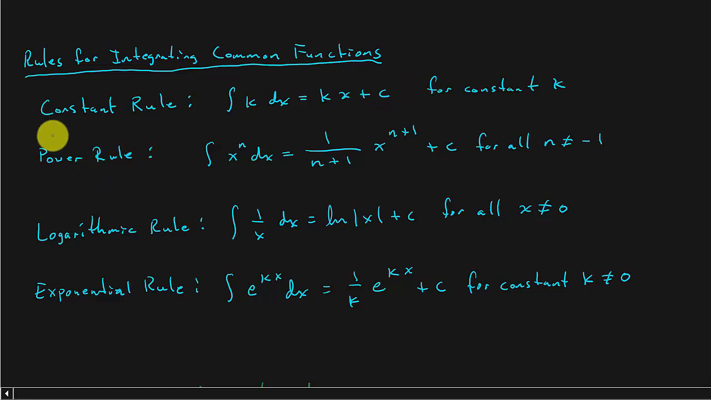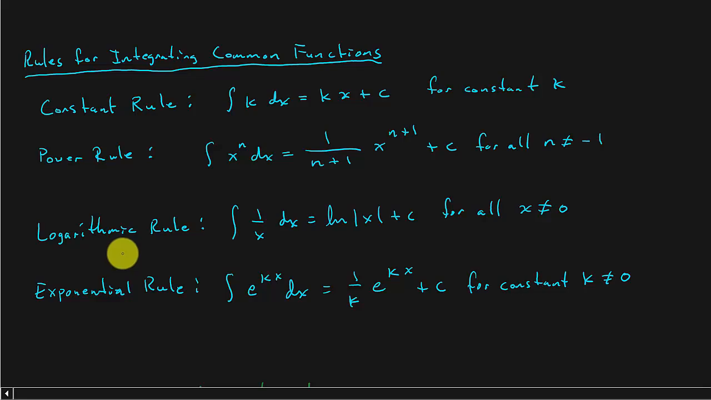Here's the power rule. This right here is probably one of the most common ones that you're going to use. If we integrate x raised to a power, you add 1 to the exponent and then multiply by the reciprocal of your new exponent, and then plus c. And this is for when n is not equal to -1.